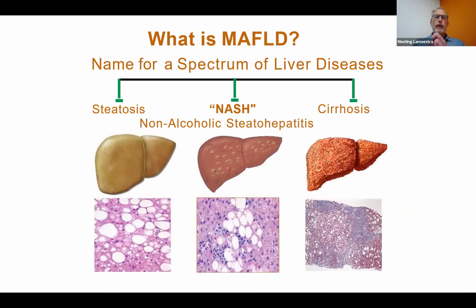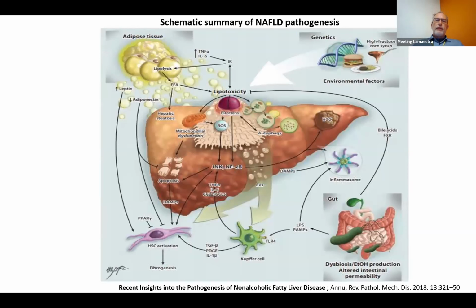We have MAFLD, metabolic associated fatty liver disease, steatosis, NASH with steatohepatitis, NASH subset with fibrosis, and then this final stage going into cirrhosis. This is a discussion about MAFLD pathogenesis. Upper left corner, you're going to see fatty tissue. This is typically adipose tissue, but also you can have fatty changes in the muscle.